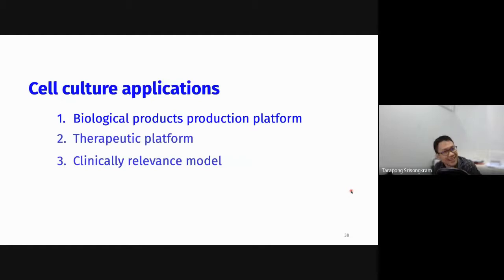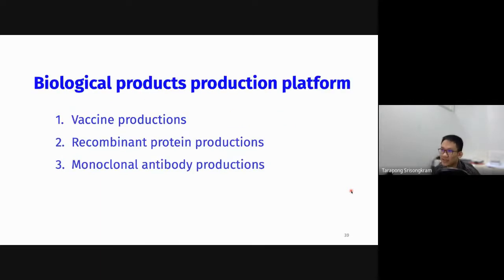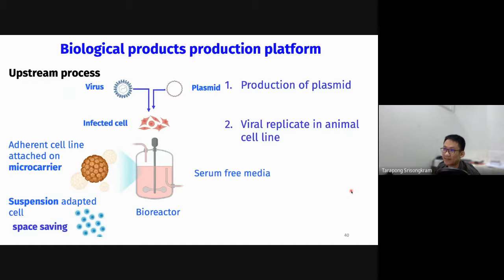So the last part of this lecture is cell culture applications, which mostly comprise biological product production, therapeutic platforms, and clinically relevant models. The biological products include vaccines, recombinant proteins, and monoclonal antibody production. And cell culture can be used for the production of plasmids or for viral replication for vaccine production.